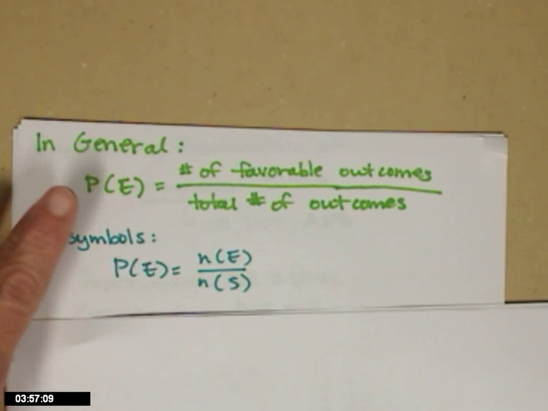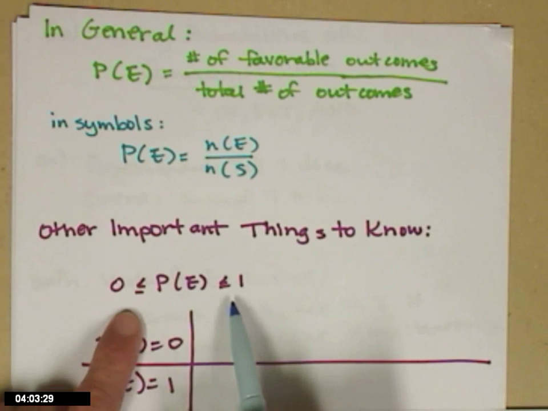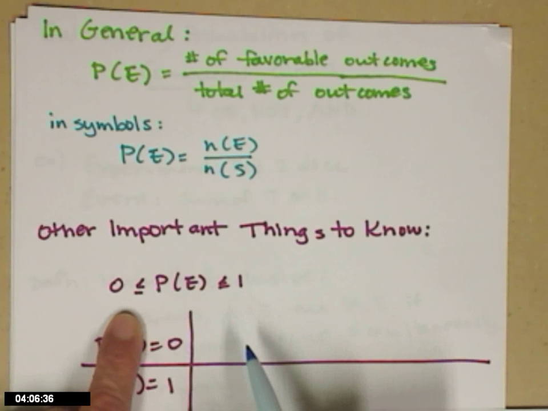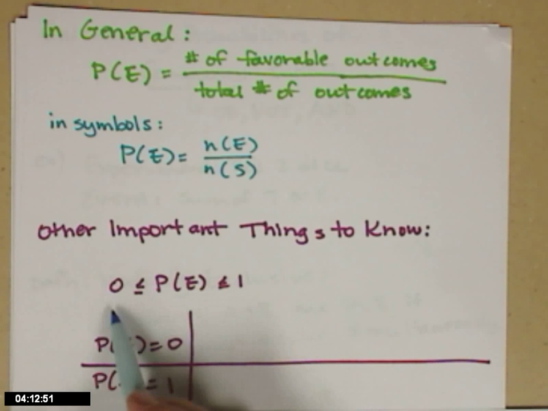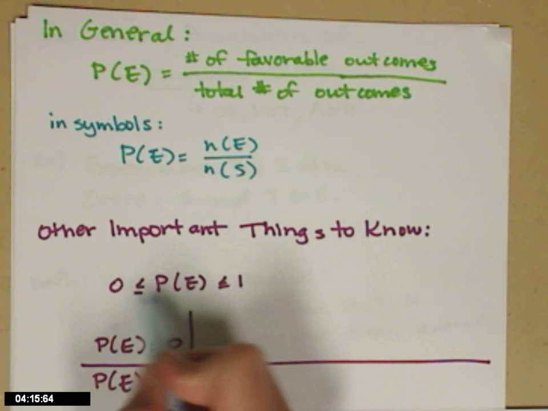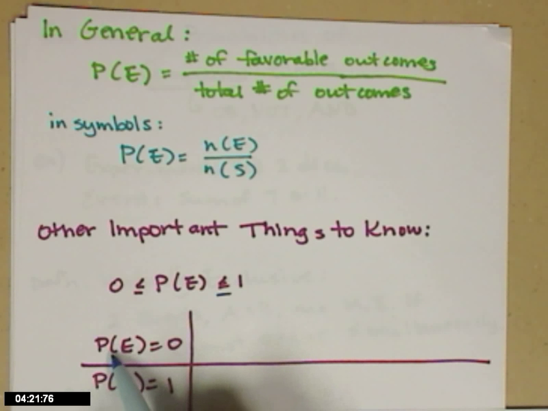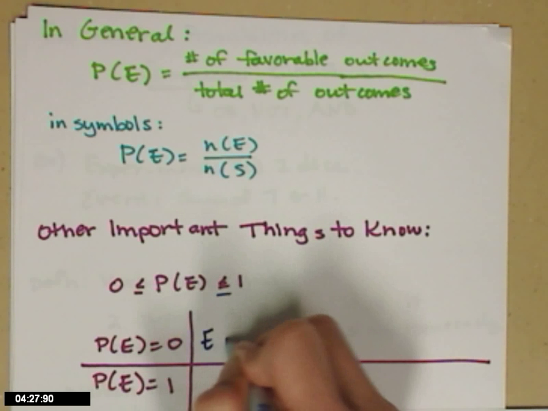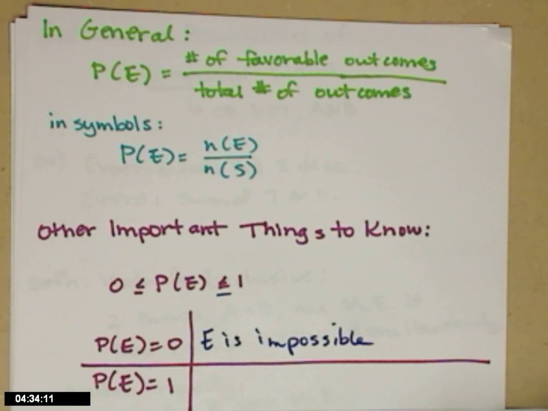Great. And then just some general information. Probabilities are always between 0 and 1. You might be thinking about that 50% I had out here, but it was a percent, right? So that really means 50 out of 100. Probabilities are always between 0 and 1. Notice it's greater than or equal to 0, less than or equal to 1. So if the probability of something happening is 0, that means the event E is impossible. And if the probability of E equals 1, then E is guaranteed.